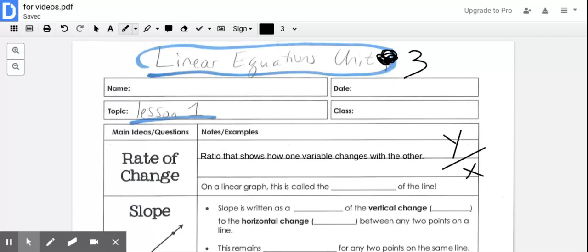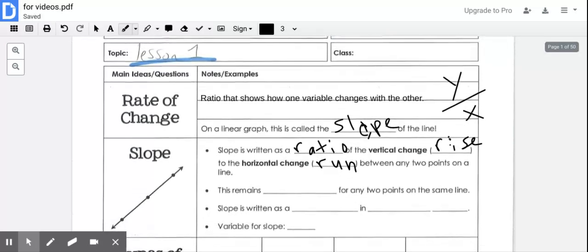And so that was also the rate of change. On a linear graph, which is a graph with a straight line, that is called the slope. And that's the new term we're using today, slope. So slope is written as a ratio. And remember, a ratio is just a fraction, but we do want it in a fraction form of the vertical change, which vertical is up and down. So that would be your rise, to the horizontal change, and that's going left and right. So that is considered the run. And it's between any 2 points on a line.